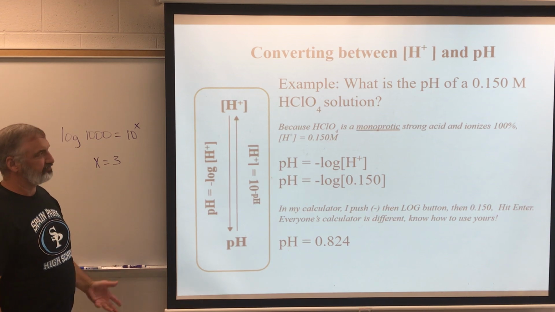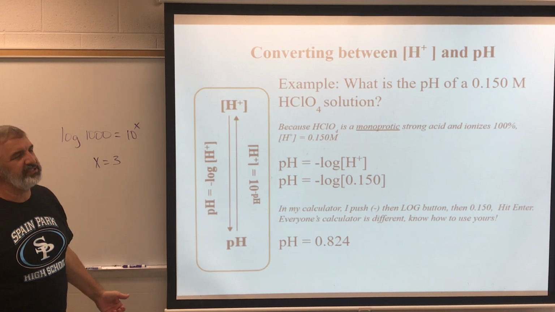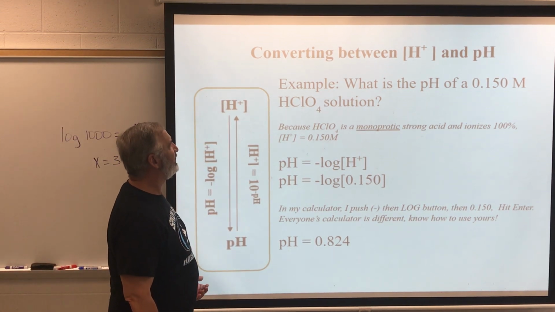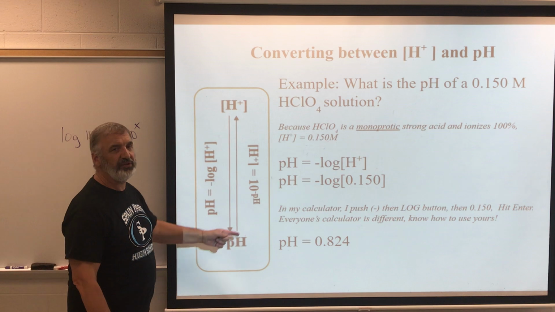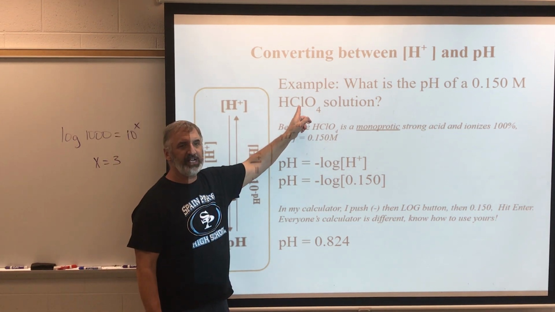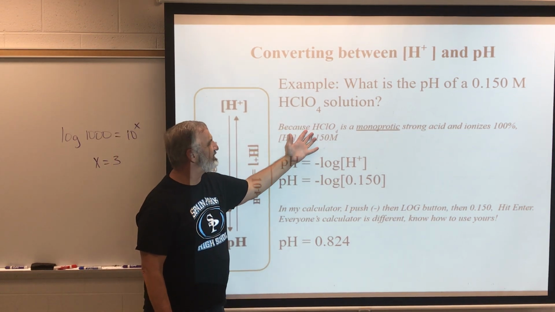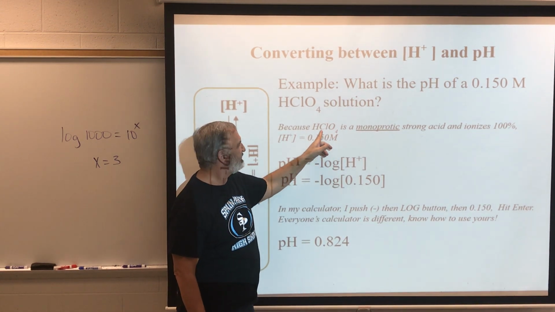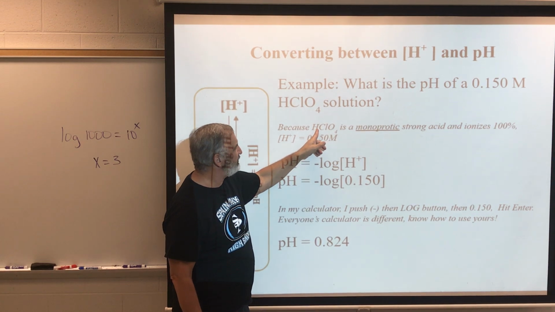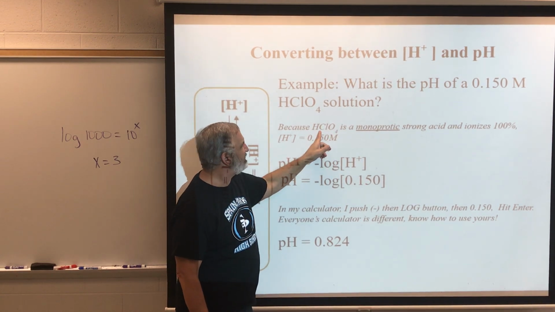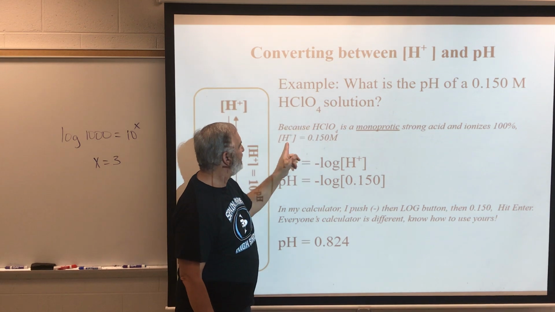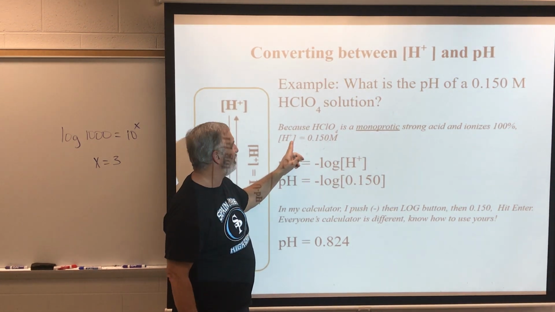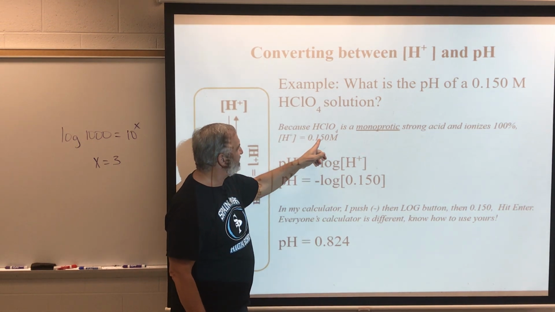Okay, now what if we don't just say H plus concentration? What if we say, what is the pH of a 0.15 molar HClO4 solution? Well, I know that HClO4 is one of those 6 strong acids, which means it's going to ionize 100%, so it's going to break up into H plus and ClO4 minus. Since it's monoprotic, I only get one hydrogen for every one of these, which means that whatever this concentration is, my H plus concentration is going to be the same thing, just like we did with the NaOH in the previous video. So H plus is 0.15.